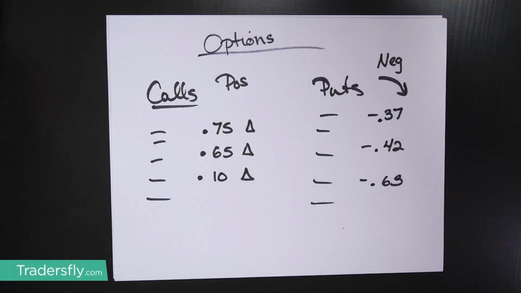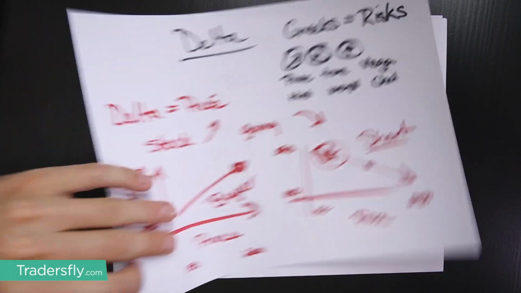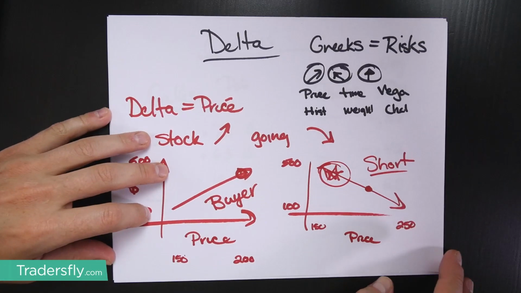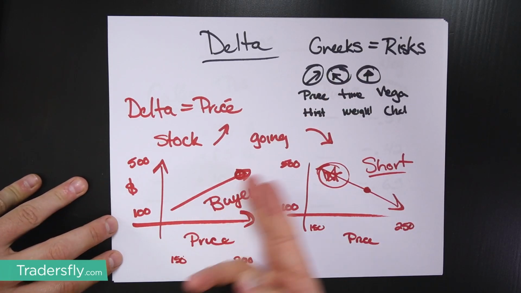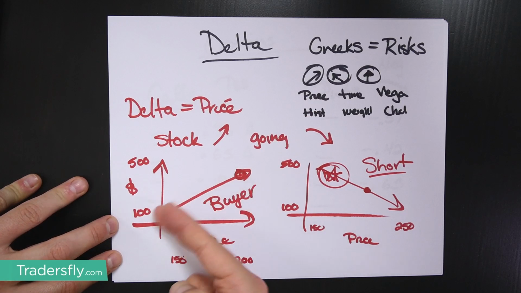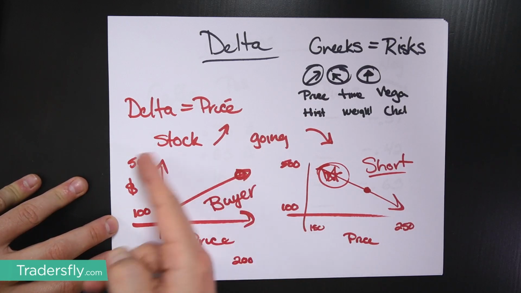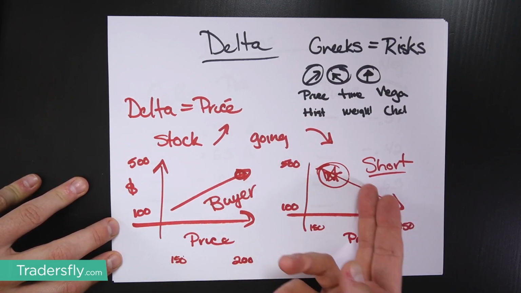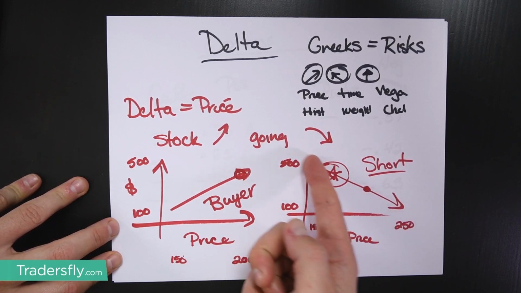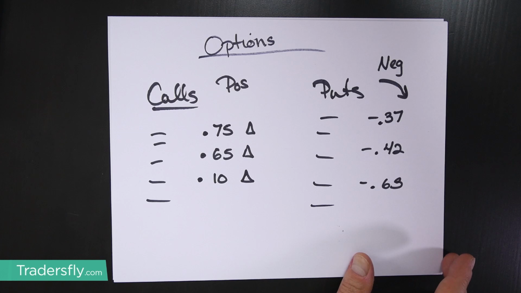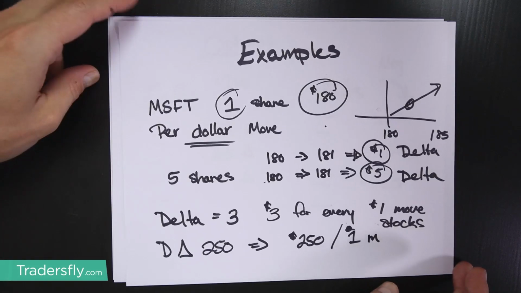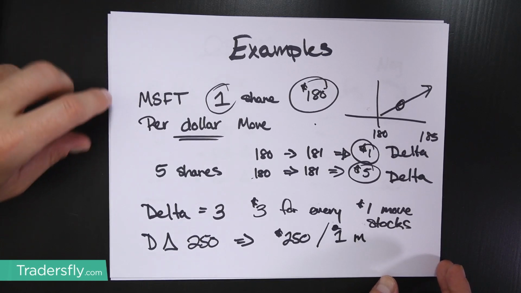And ultimately, when you look at it, take a look at this sheet right here. It's really telling you the price risk. And if you're a buyer, as prices go up, you're making money. That's what it's telling you. It's the shares that you have. If you're a short seller, as stock prices go down, you're making money. So with delta, your risk is the price risk. Okay, with theta, you've got time risk, Vega, volatility risk.